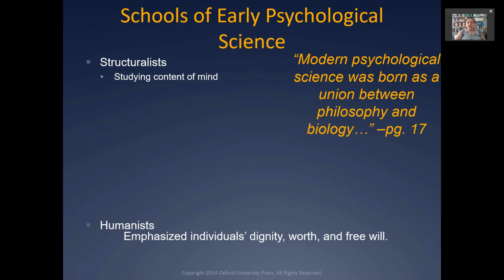So introspection is sort of what Descartes talked about. He said, I think, therefore I am. He would be considered a structuralist. Then we have a functionalist. These individuals studied the function of the mind, or how evolution shapes the development of the mind. The psychologist that is most associated with this perspective is William James.